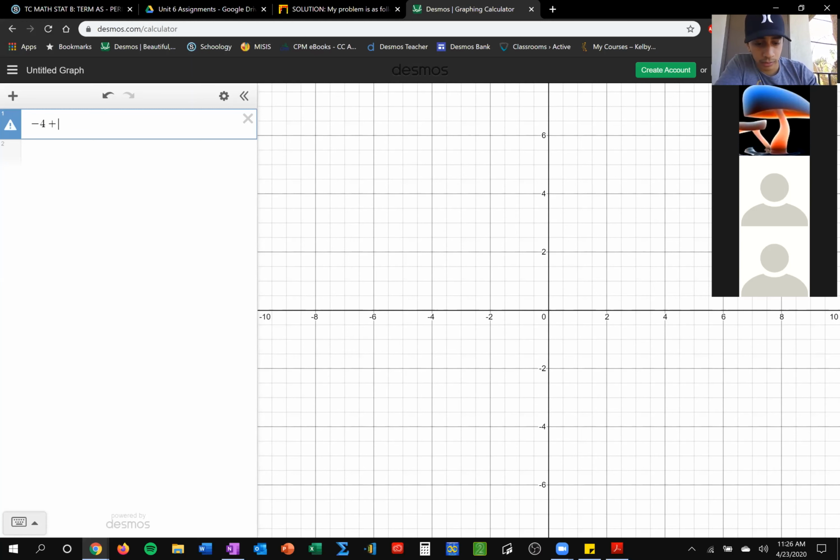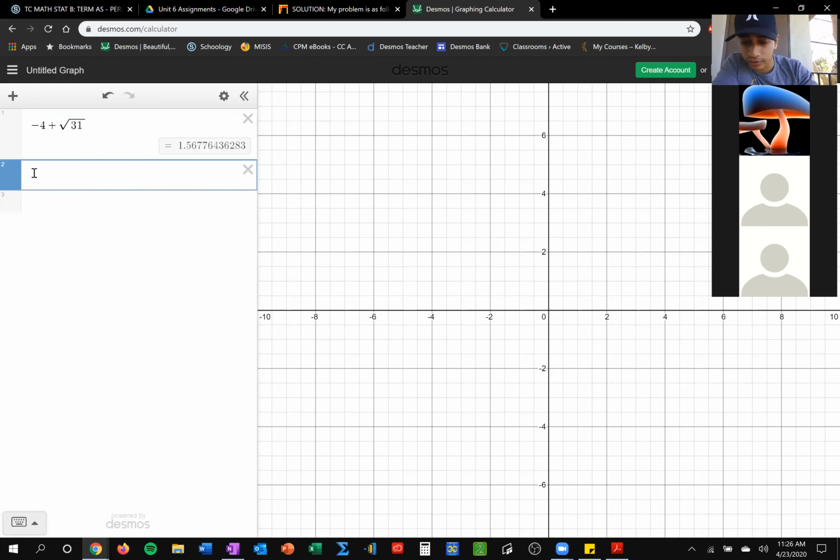Okay, so remember that the two possible options were negative 4 plus the square root of 31. Okay, that gives us a dimension that's positive, right? It's 1.56. Okay, that seems like that might work. The other solution, just to make sure, we get negative 4 minus the square root of 31. And then that gives us a negative dimension, right?